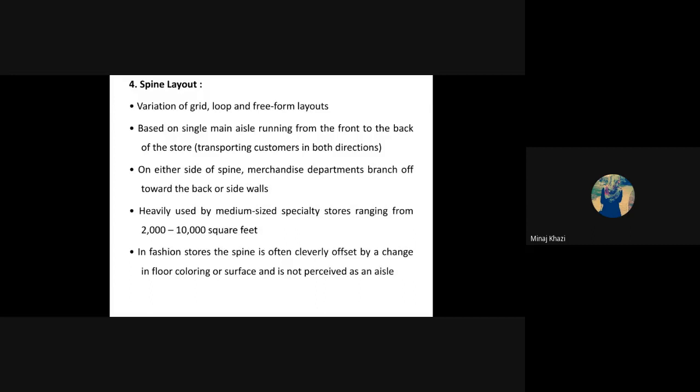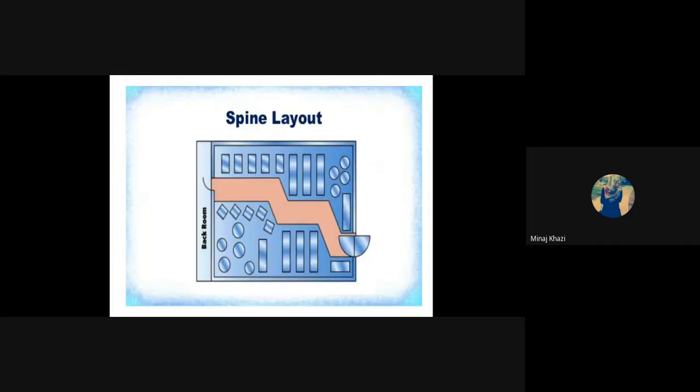Now, this is used by mid-sized retail stores, especially those of 2,000 to 10,000 square feet. If that space is available, the spine type of layout can be used, especially in fashion stores. They cleverly offset it by changing the coloring of the floor as well as the surfaces. So it is perceived not as an aisle, but as different departments. So this is what it is.